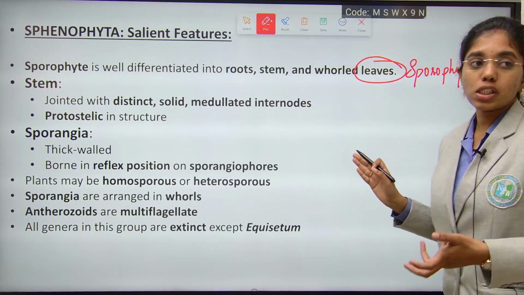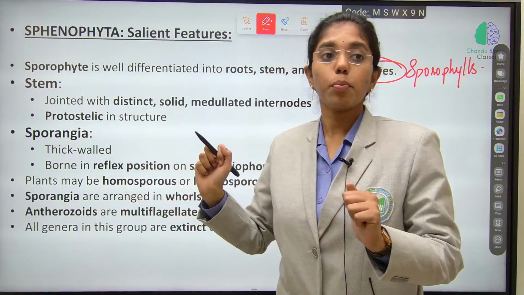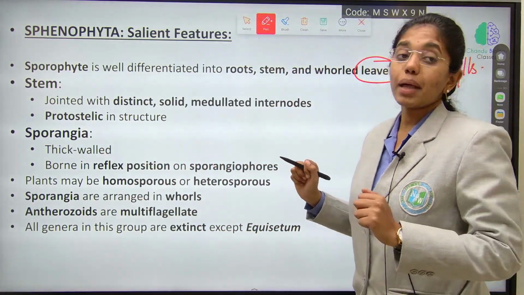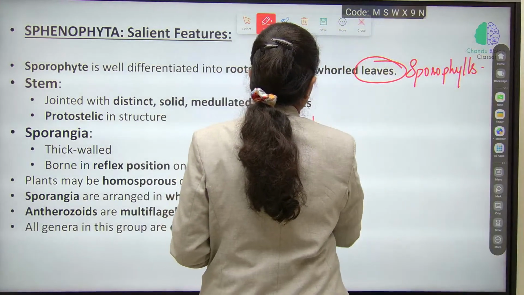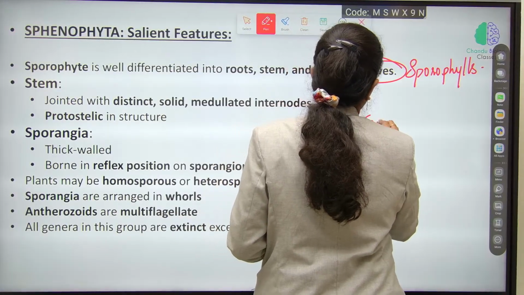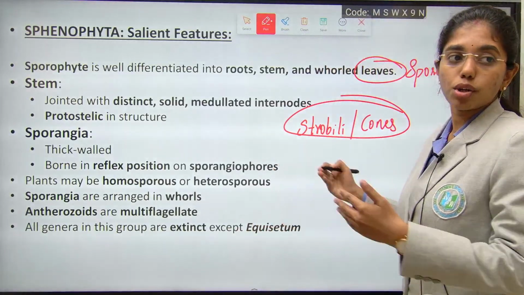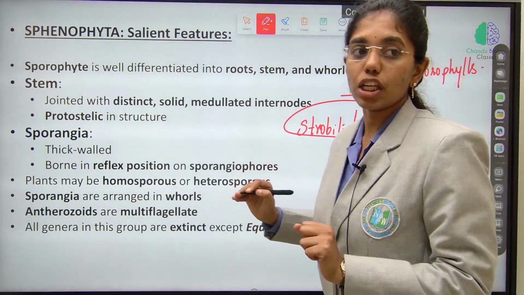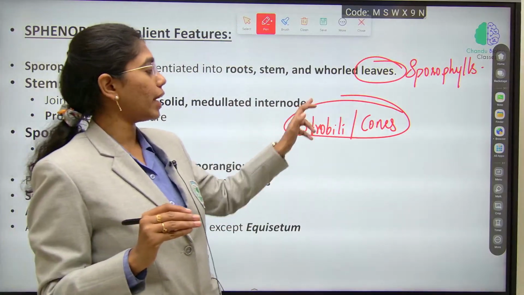But then Equisetum will show an evolved feature in linking up with gymnosperms. That evolved feature is to possess strobili or cones. Strobili or cones. Fine, right? This is the evolved feature of Pteridophytes linked with gymnosperms, because in gymnosperms you will see the same strobili or cones.